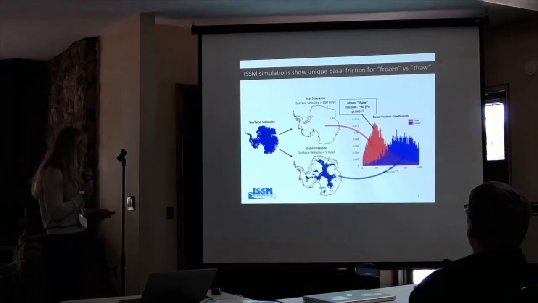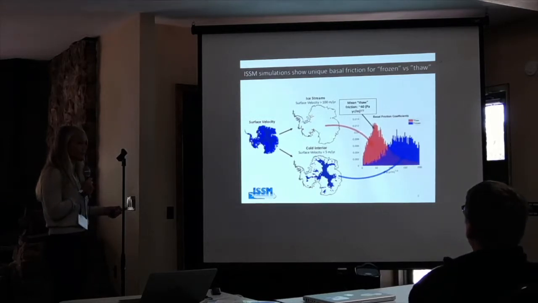Here I have filtered the surface velocity into two groups. One is for regions that are flowing very fast, which, you can see, is primarily highlighting the ice streams, and this area is safe to assume is thawed at the bed. I also have a filter for very cold interior regions where the velocity is less than 5 meters per year, and the bed is probably dominantly frozen.